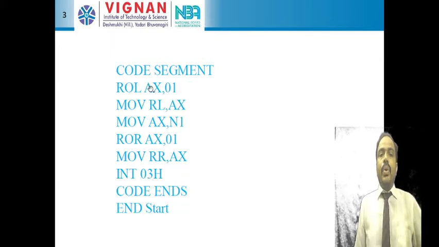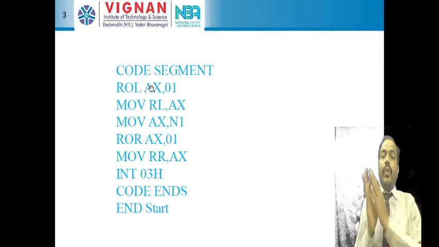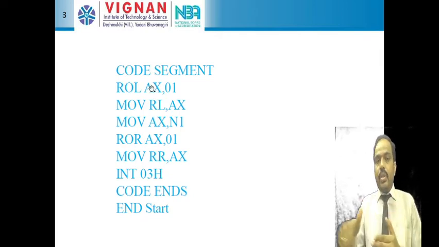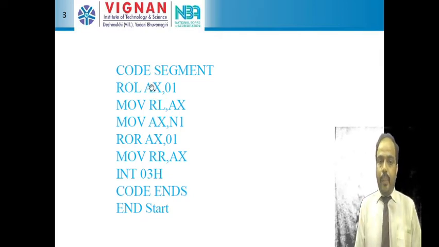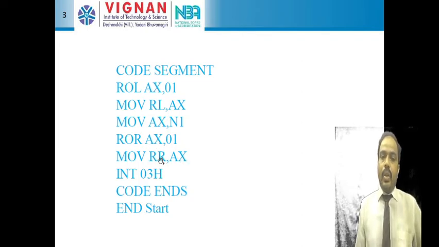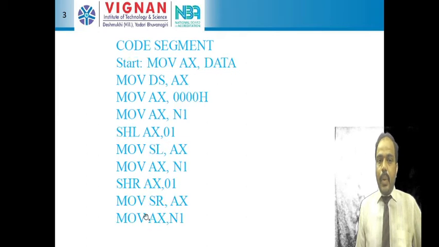And then I am going to rotate the content of AX register towards the left without carry one time. In a similar way, rotate right, and that result is moved to RR. This is used to go for the dash command, and at this point the code ends with END START. Why am I using END START? Here at the starting point I am using the start.